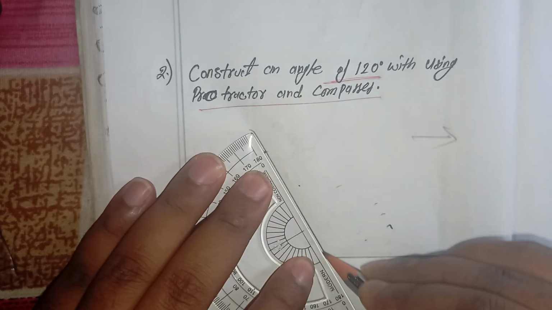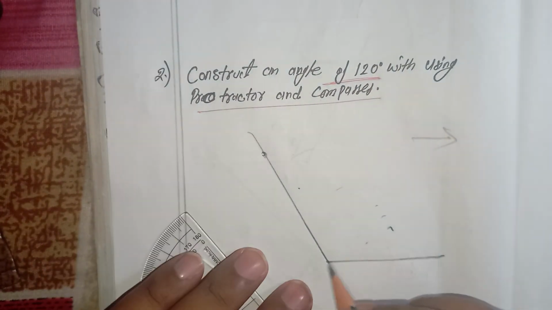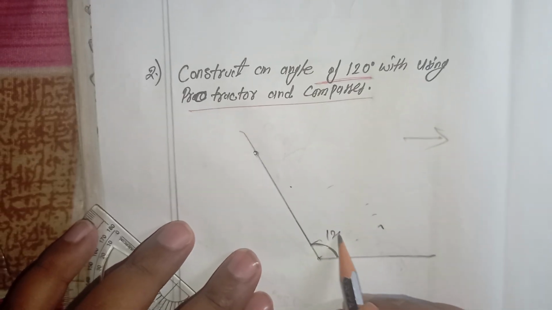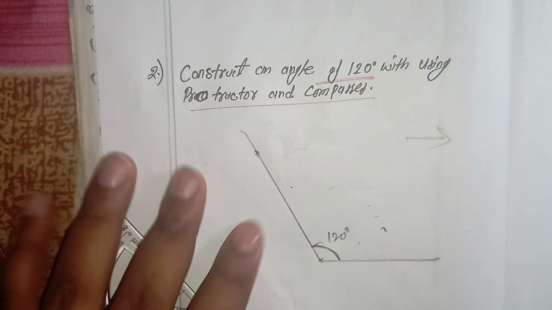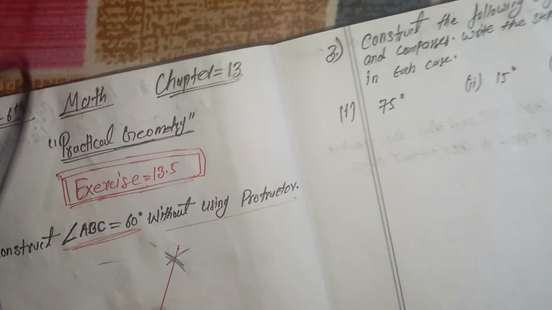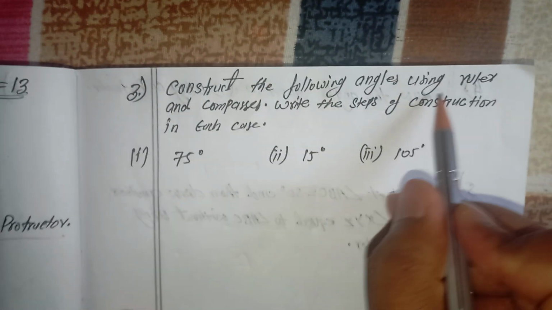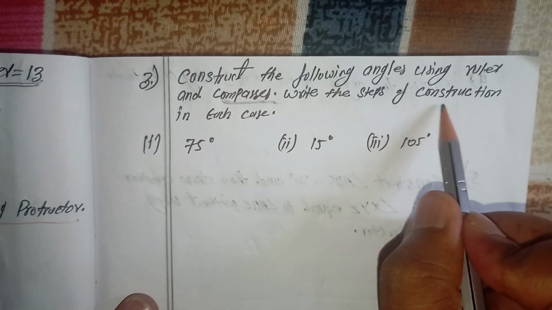Join this, and it's going to be over. Now this angle is 120 degrees. It's very simple. So let's come to the third question. This third question says: construct the following angles using the ruler or compass, step by step.